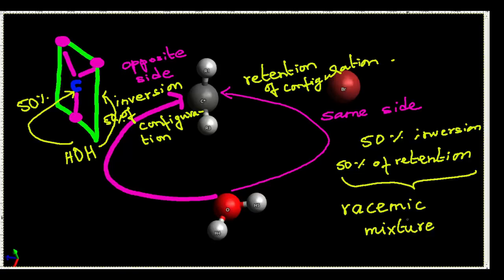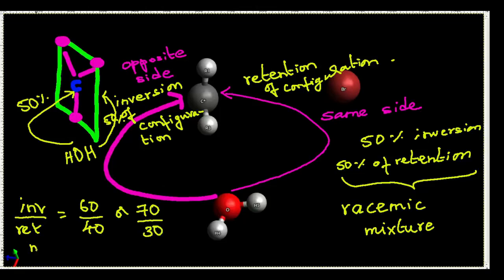So that's the expectation. But what one observes is that the ratio of inversion to retention is somewhere like 60 to 40 or something like 70 to 30. That is, you get more of inversion.